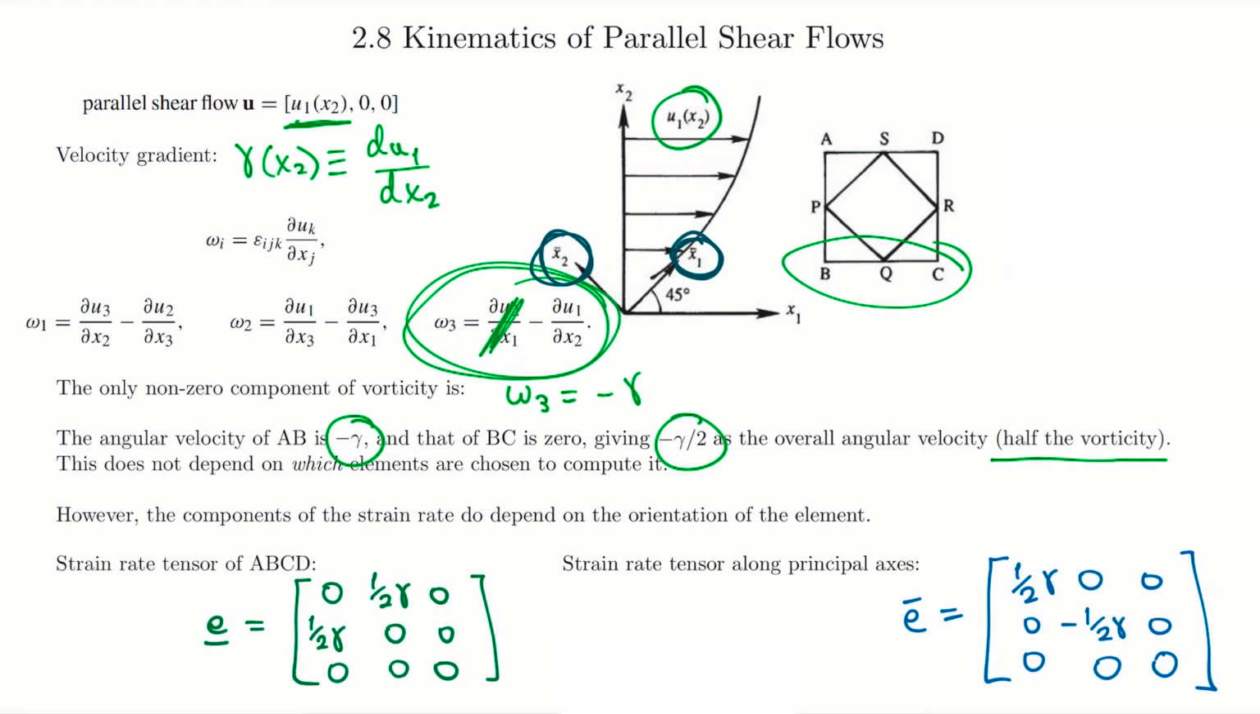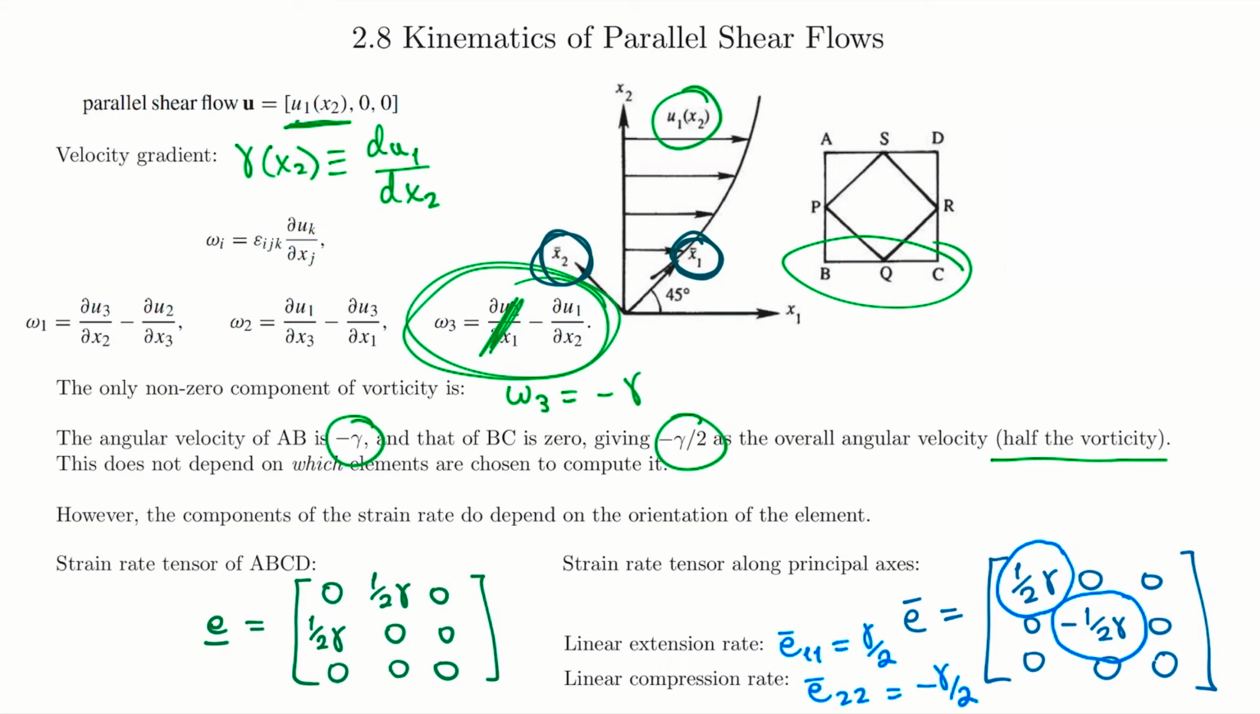Rotated 45 degrees. And so again, we want the physical meaning of this. So this means that we have a linear extension rate at E11 bar of half gamma, and a compression rate at E22 bar, negative half gamma, with no shear, right? So this is a little squirrely to think about, but the figure is going to make this clear. The figure makes this really cool to see.